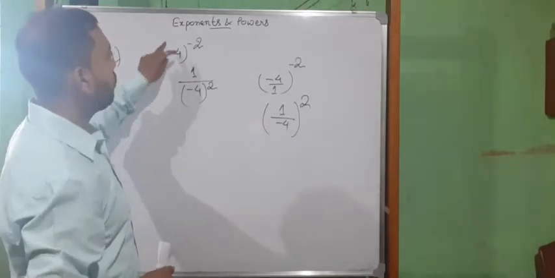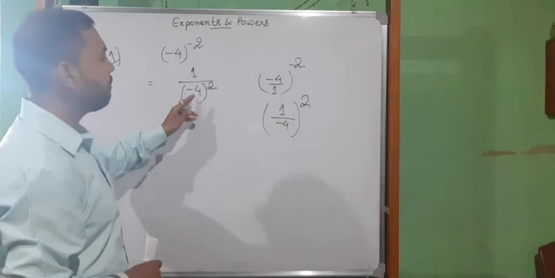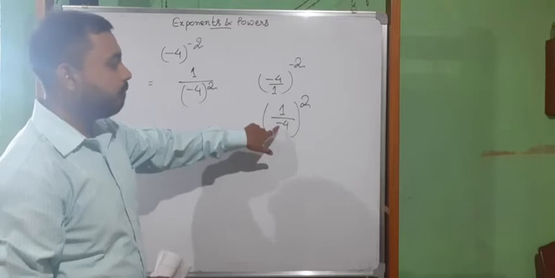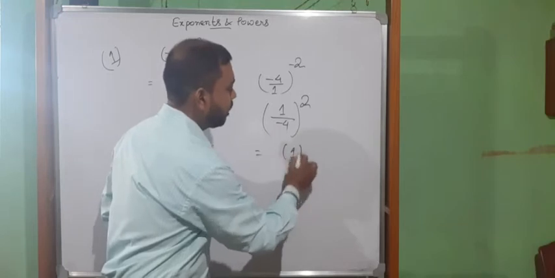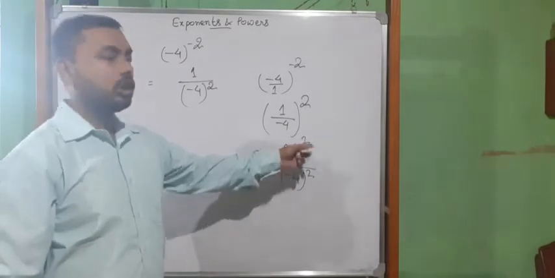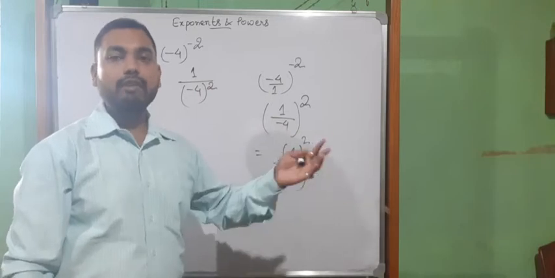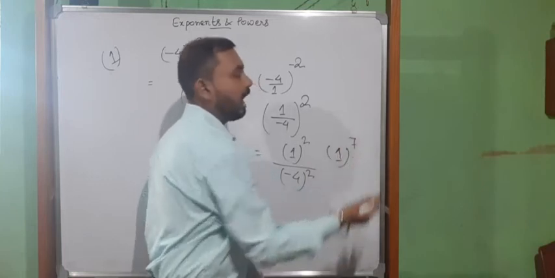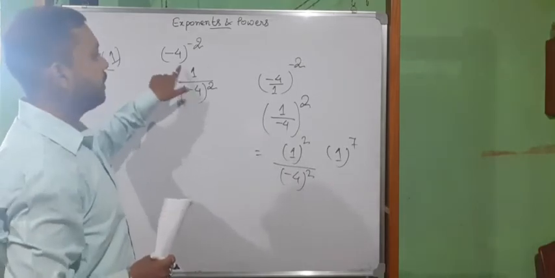So it is minus 4 whole to the power minus 2, and we can write 1 divided by minus 4 squared. If I write 1 divided by minus 4 whole to the power 2 and split this, it becomes 1 squared and minus 4 squared. As we know, 1 squared is always 1. Whatever power you take, 3, 4, suppose 1 to the power 7, the answer will always be 1. That's why I have not written the square sign.